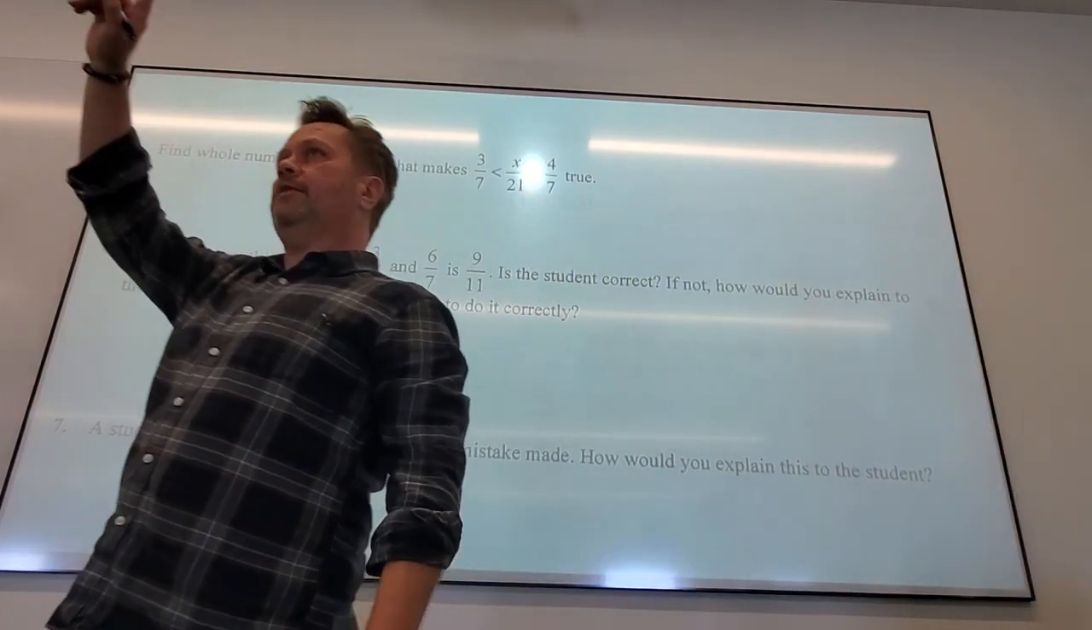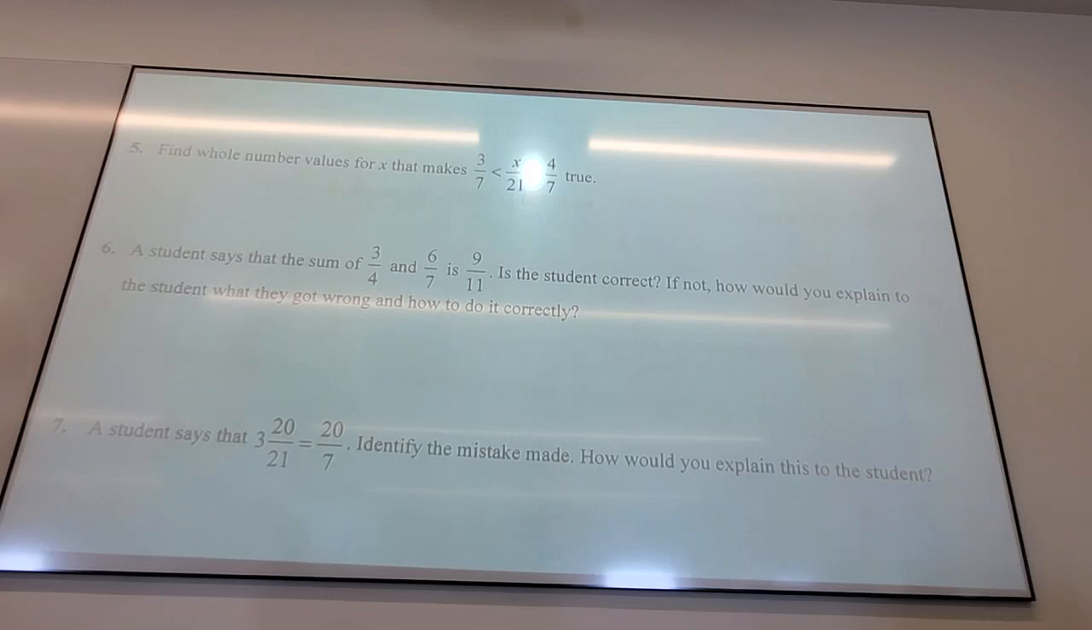So I specifically want over 21. That kind of tells you what to do. If I said over 7, there'd be no answer, correct? There's no whole number between 3 and 4, so I couldn't. The fact that I said over 21, what can you do with 3 7s and 4 7s? Make them over 21.